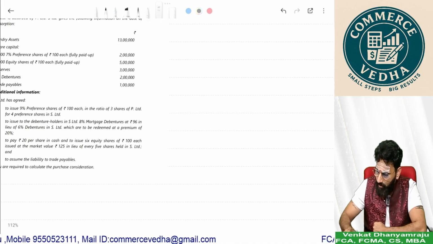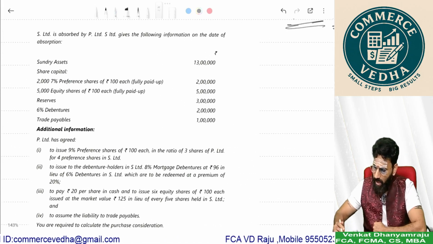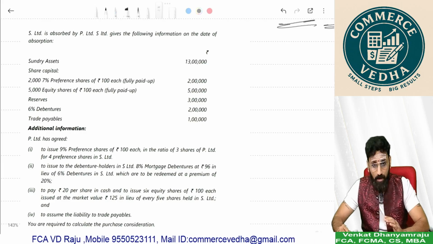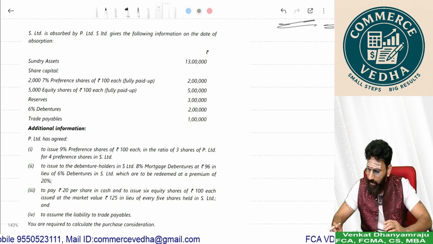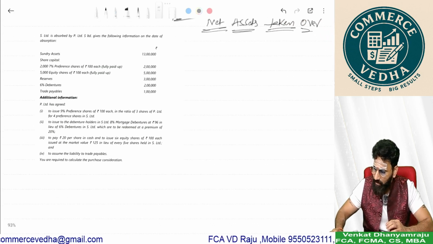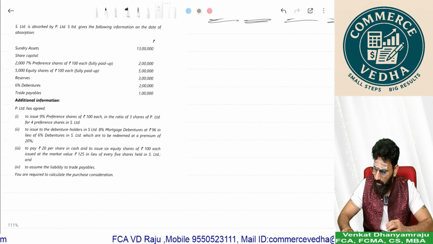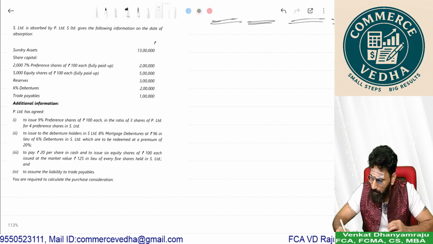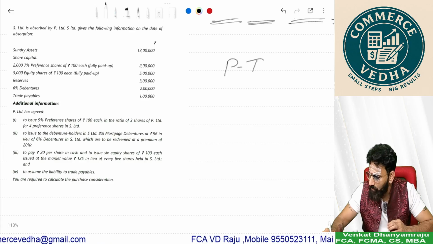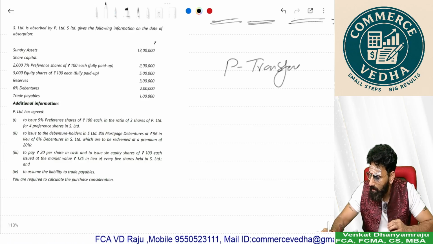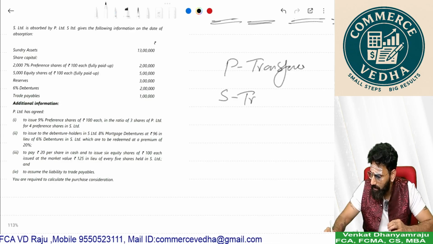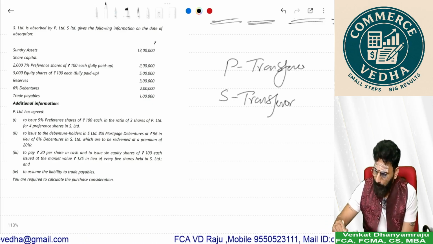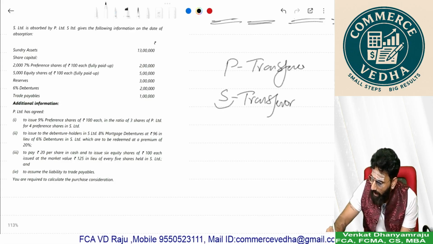I can expand the question here. S Limited is absorbed by P Limited. It means P is the transferee and S is the transferor. So P acquired S.